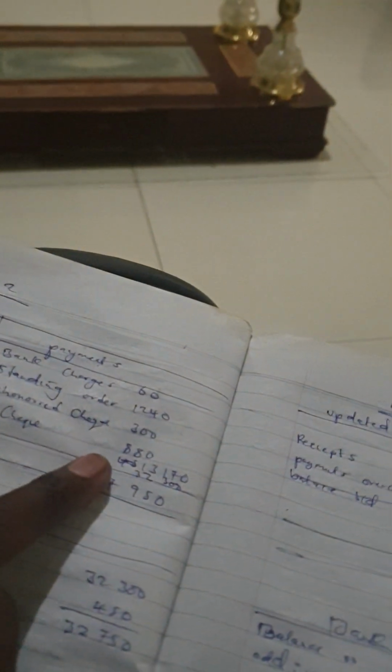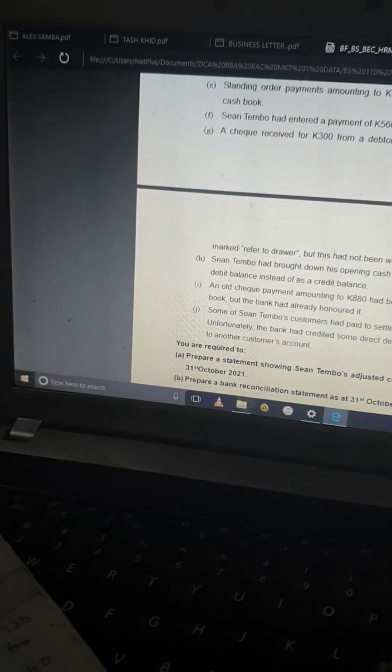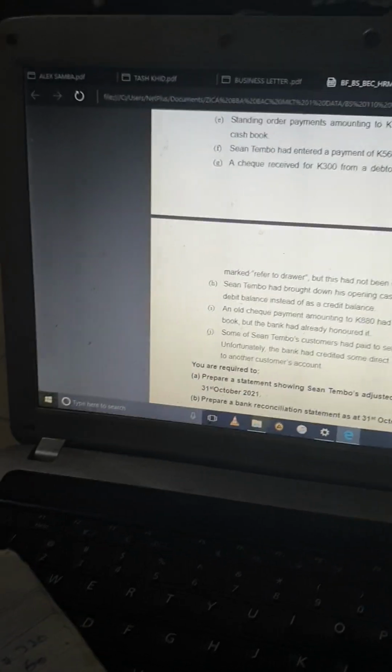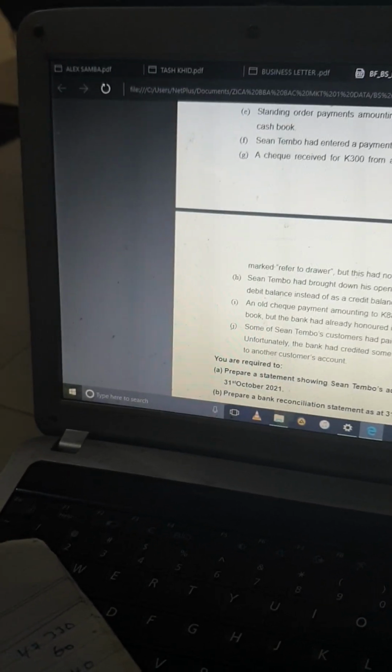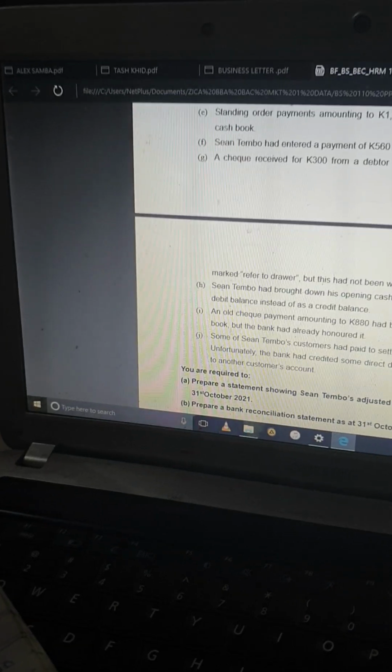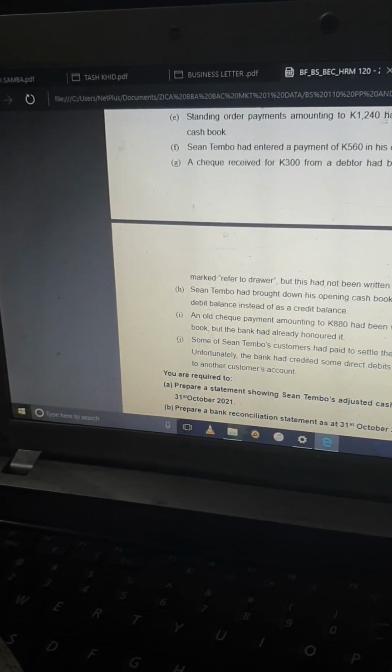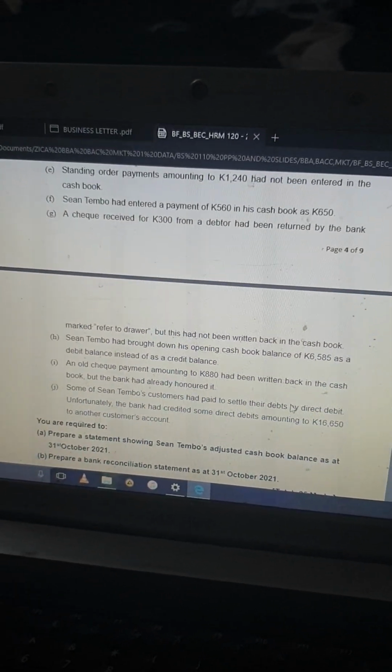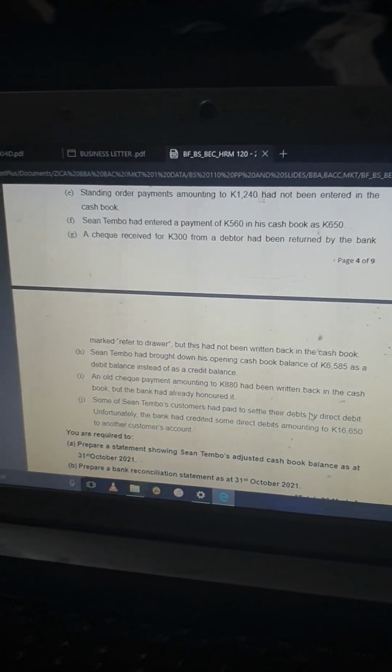That is the 880. Then some of Sin Tembo's customers paid to settle their debts by direct debit. Unfortunately, the bank credited some direct debit amounting to that to another customer. So since the money was supposed to come to Sin Tembo, but it was credited into some other customer, that's a wrong credit. They have credited the wrong person. So a wrong credit always means a wrong debit, and since a wrong debit moves with uncredited checks, we are going to take it to the side of uncredited checks.